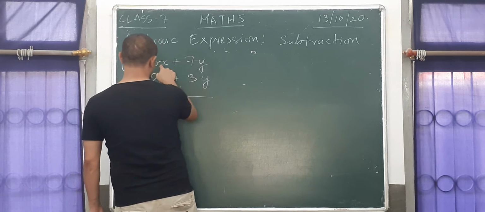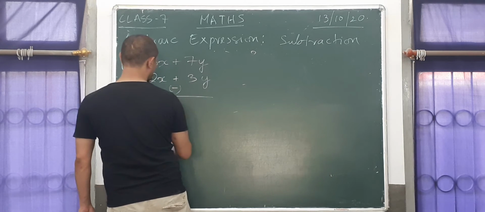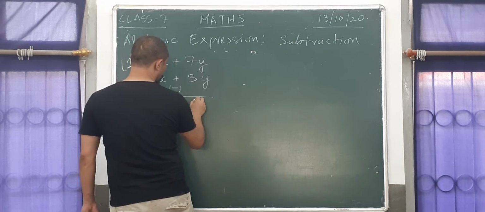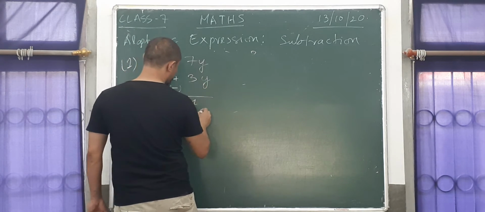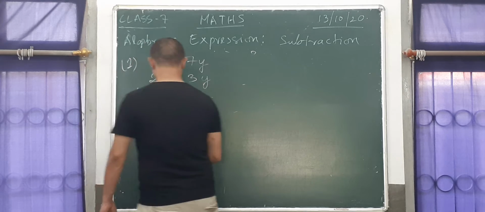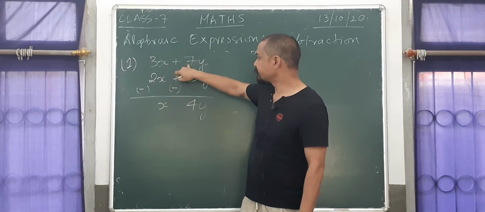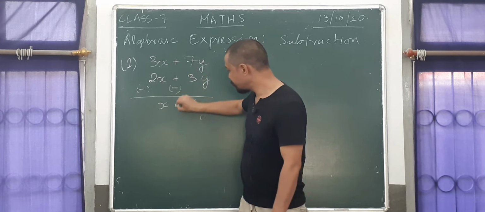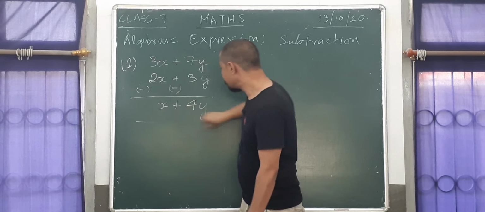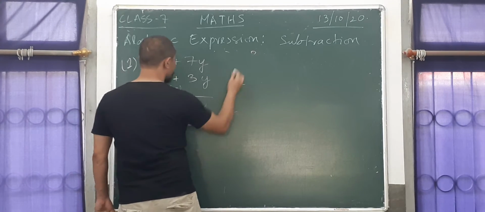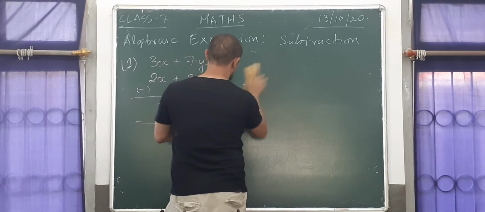Okay. Now 3x minus 2x is 1x or x. 7y minus 3y is 4y. Okay. Now what about the sign? 7 is the bigger number, so the sign will be positive since 7 is positive. Okay, children. So this is the way we do it. Okay. Now we move on to another example.